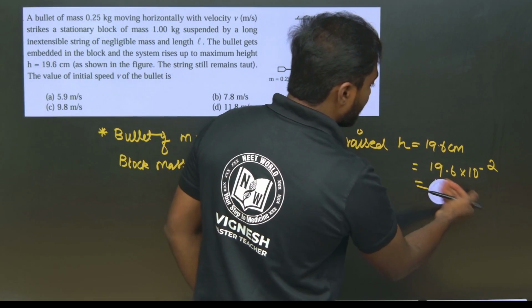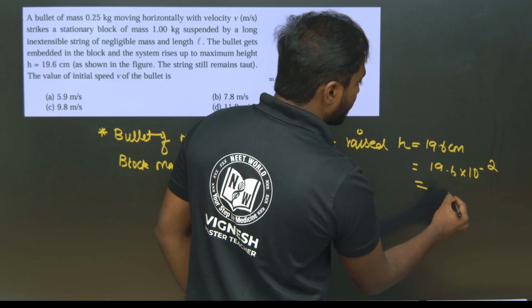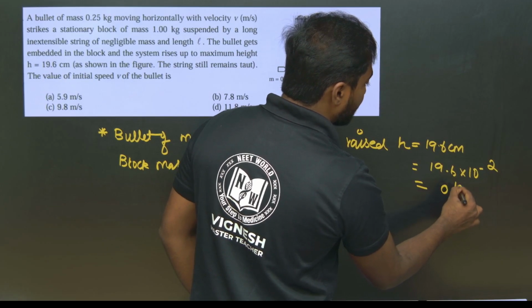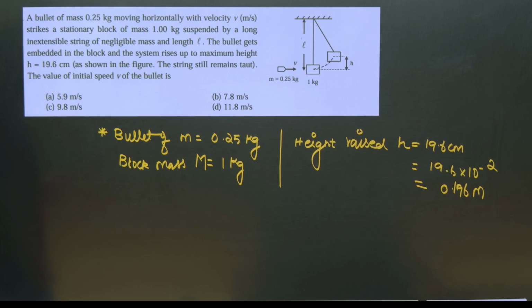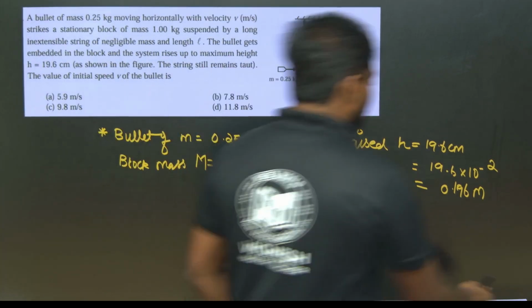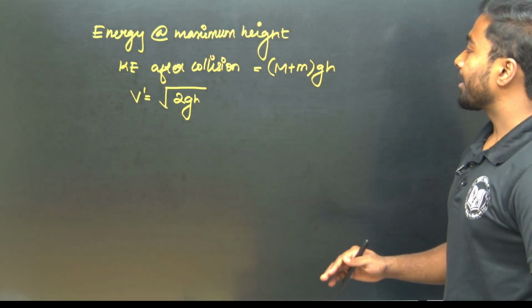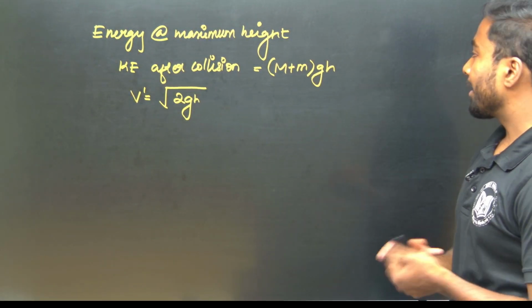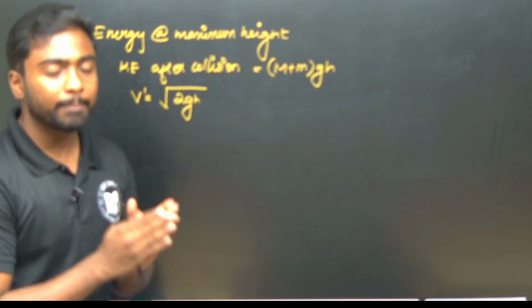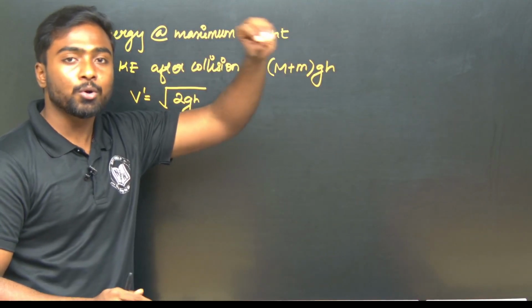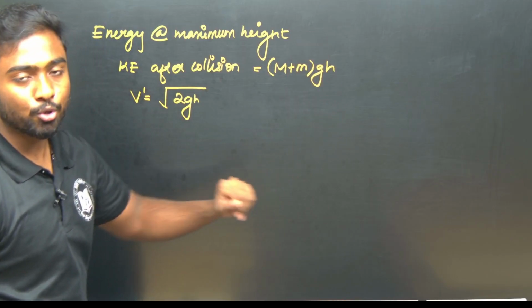0.96. Yeah, 0.196 meter. That's it. So 0.196 meter. Now what should I do? The thing is, I need to find the energy at maximum height. So the bullet mass plus the mass of the block go to some height and store some energy.